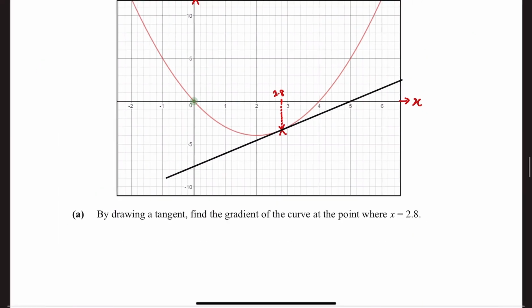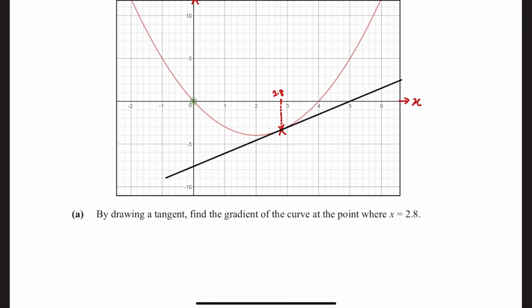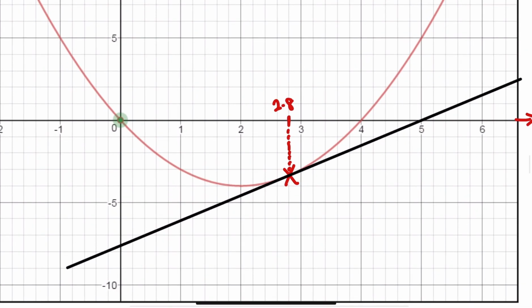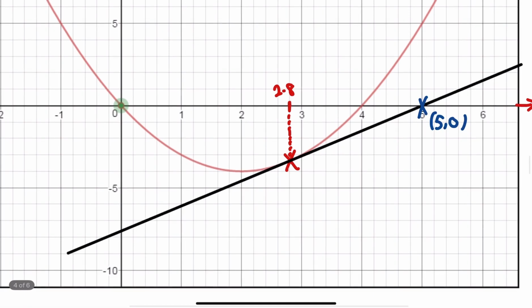So now, part A, by drawing a tangent, find the gradient of the curve. To find the gradient, I'll choose 2 points first. Let's say I choose this point here, very nice, 5, 0, the coordinates. I choose another point. Let's say, over here. Maybe this point is nice. I can read the coordinates. This is 0.4, this one is -7.